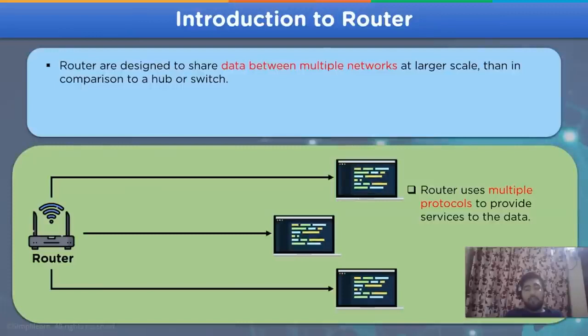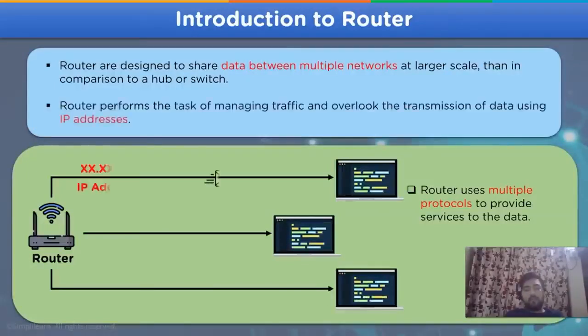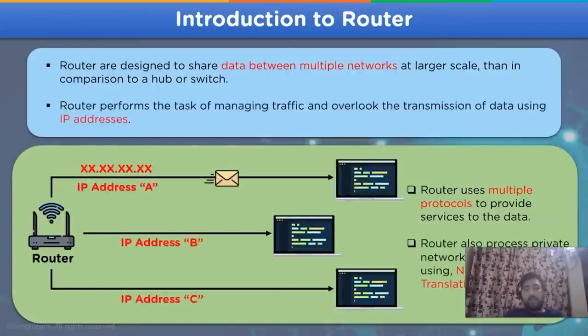It is connected to multiple devices at a very large level that can be considered as a metropolitan area network or a wide area network. A router uses IP addresses to share data with the specified device in the network channel. And they also perform the task of translating an address that is available in a private network to a globally recognized network so that it can access the internet, which is known as NAT, Network Address Translation.